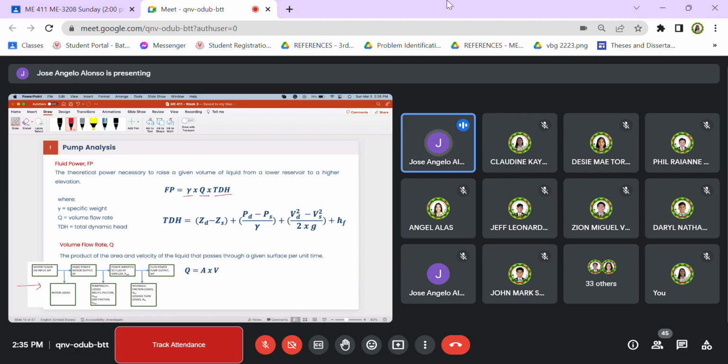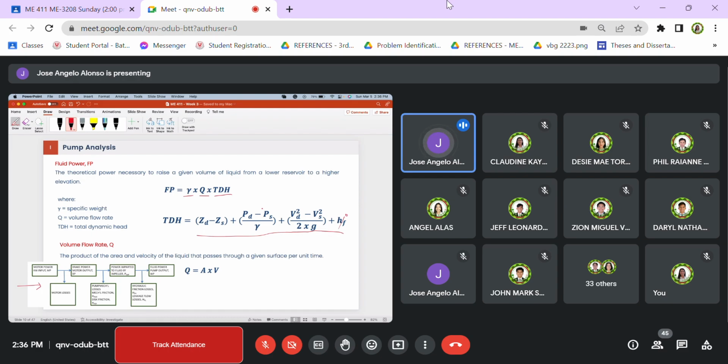So, the theoretical power necessary to raise a given volume of liquid from a lower reservoir to a higher elevation is called the fluid power. Total dynamic head, using our energy balance in the pump, makukompute natin siya. Z sub D minus Z sub S plus the difference in pressure between discharge and suction plus the difference in velocity between the discharge and suction plus all the losses involved in the system. So kapag hindi binigay si losses, let's just make it zero.